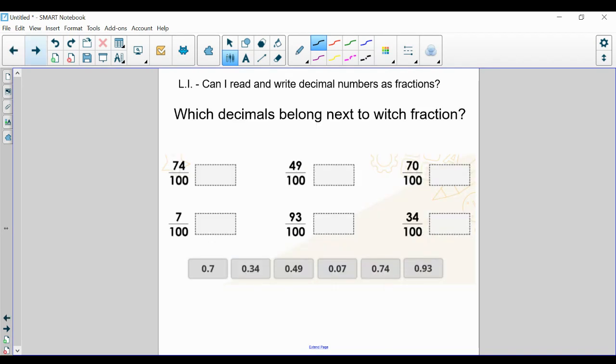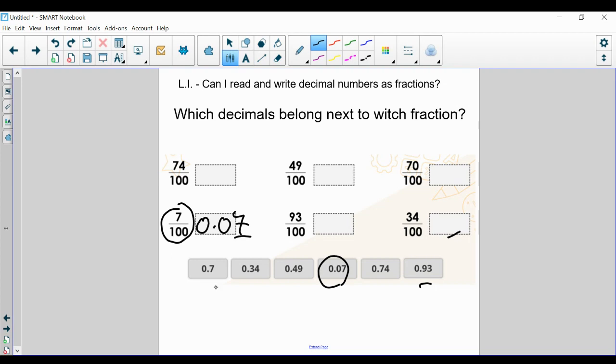Okay, next thing we're going to try is to identify which decimal goes into which space. So again, pause the video now, have a little go, and then we'll have a look at the answers in a second. Okay, welcome back. So let's have a think. What have we got here? Here we've got 7 hundredths. It's going to be a small number. This one. Because this 7 is in the hundredths place value column.